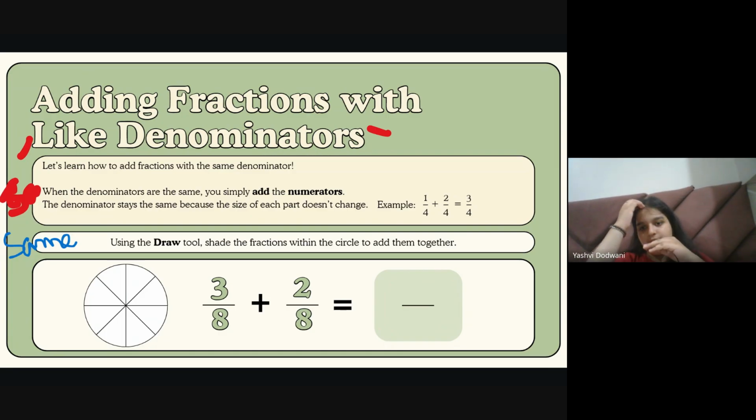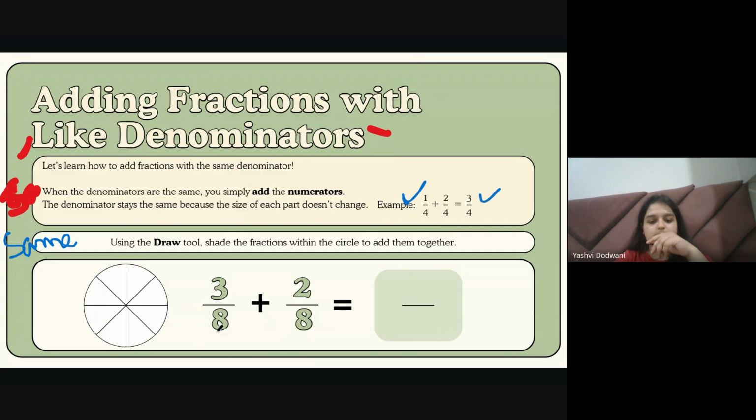Just imagine that there is a fraction. Let's say this example only, which is 1 by 4 plus 2 by 4. We can see that denominators are the same. So why would we be taking the LCM or anything? If the denominators are the same, we'll simply add the numerators and we'll get the answer. That is 3 by 4.